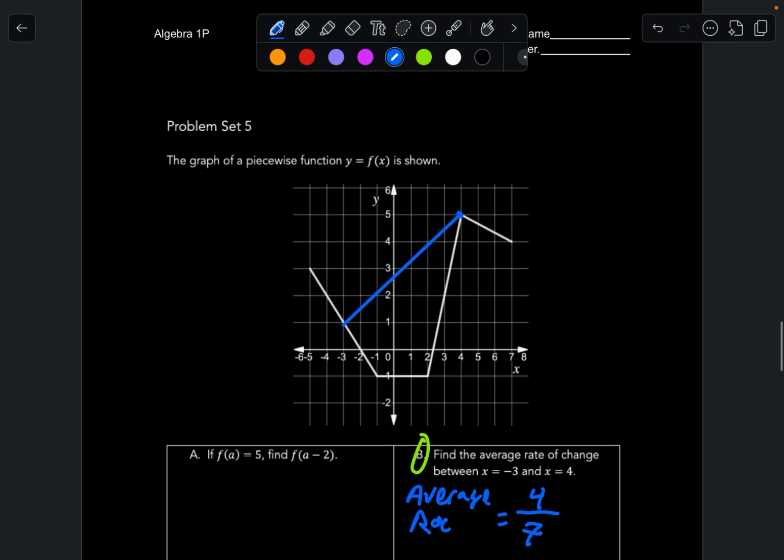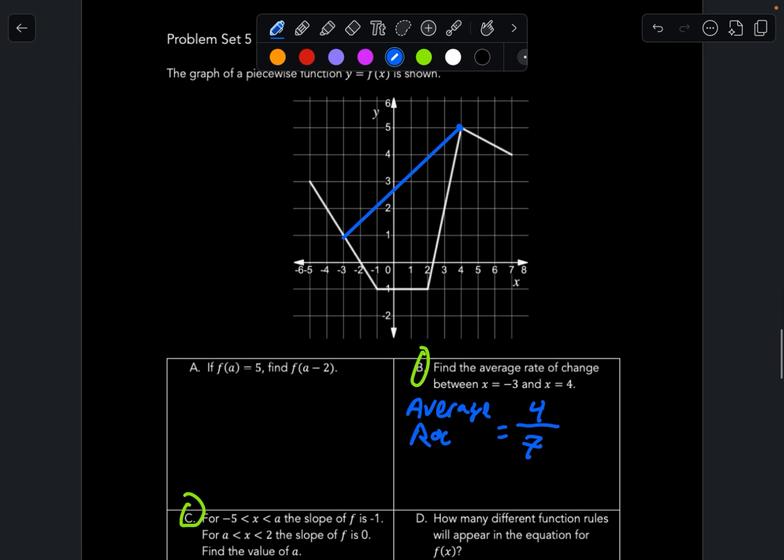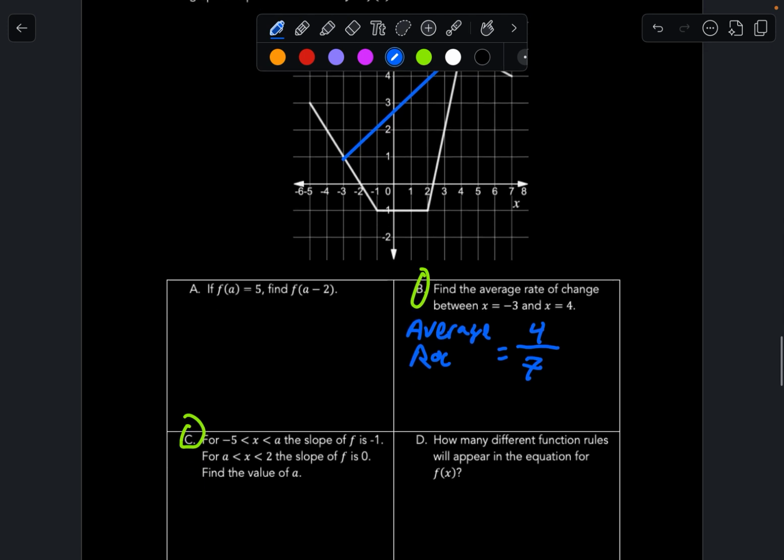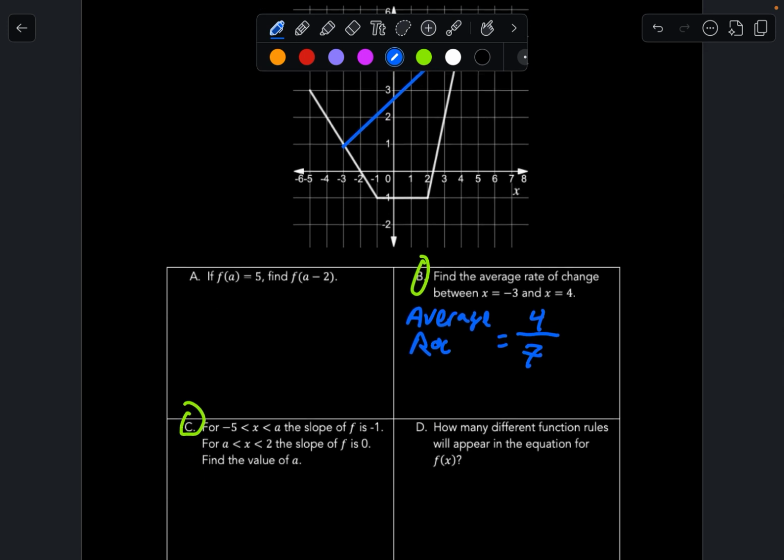And do they give you units? No, they do not. So it's just 4 sevenths. All right. This C is kind of a crazy looking question.